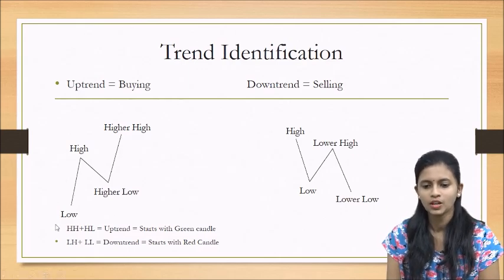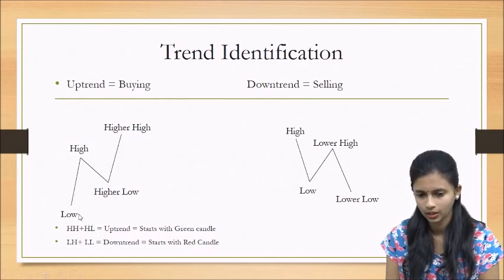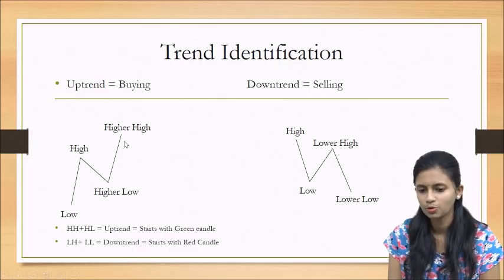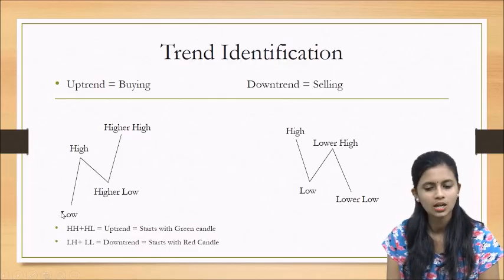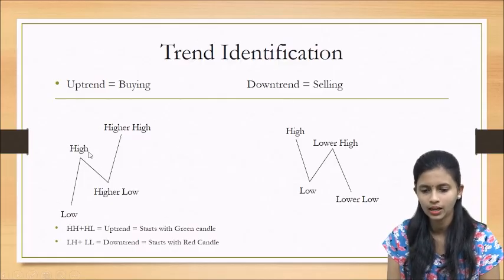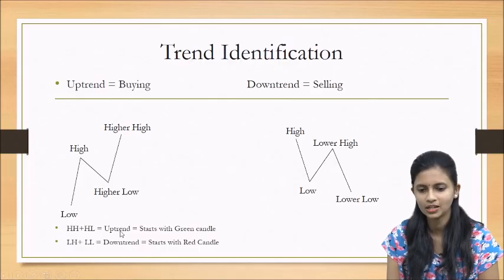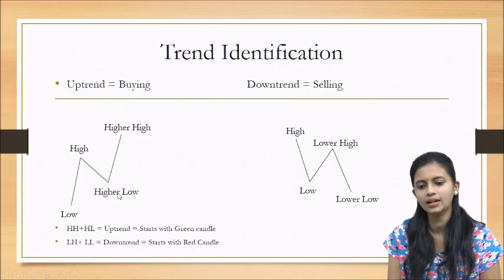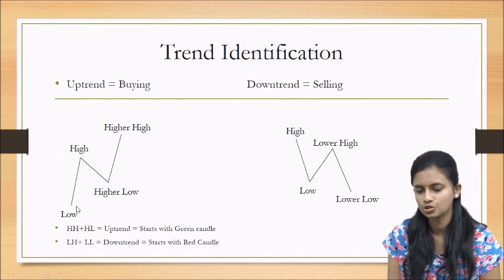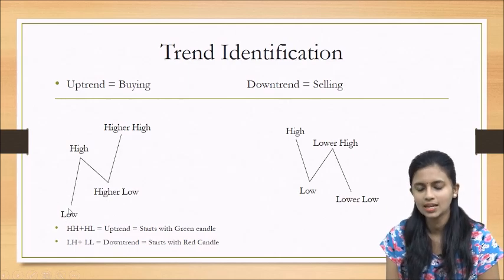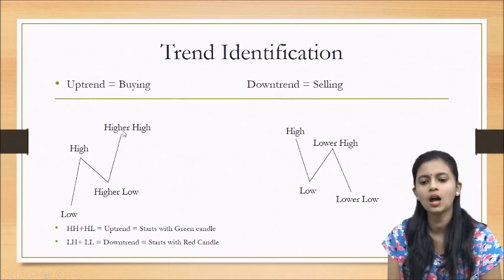What is the pattern? First there has to be a low, and this low which you mark should start with the green candle because we are looking for a buying opportunity. Uptrend means a bullish movement, so your candle should start with green. So low, then you should get a high, then a higher low, then a higher high. So uptrend should have higher high and higher low, and the candle should start with green. Then only you can say that a stock or index is doing uptrend.